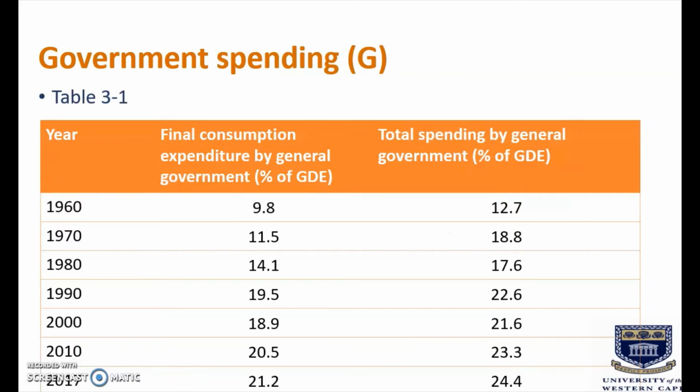The government spending, which is usually denoted by the letter G. This table shows the increasing role of the government in the economy, with the total spending as a proportion of GDP doubling between 1960 and 2017. There is also a trend of a greater proportion of government expenditure that goes to consumption rather than investment.